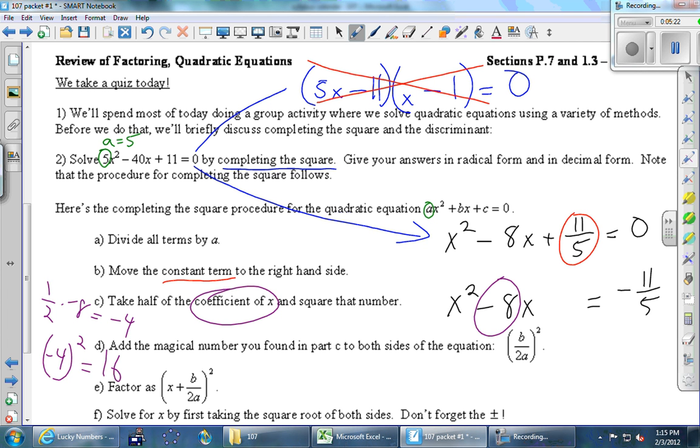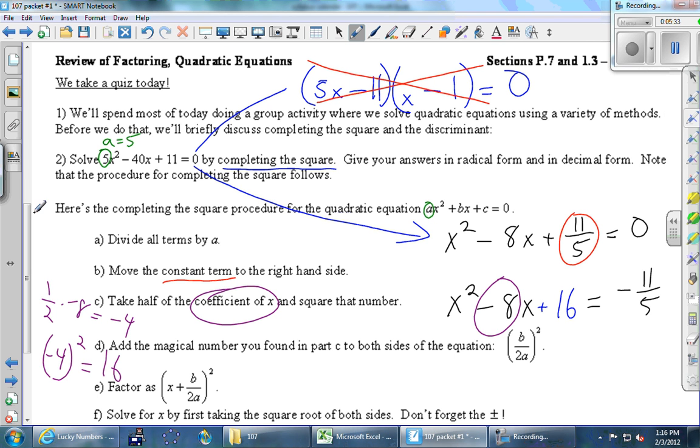Part D. Add the magical number you just found to both sides of the equation. So we are going to add what number to both sides? 16. Now it should not at all be clear why we're doing this, but at the very least, is it legal to add 16 to both sides? Yeah, as long as you do the same thing to the left and the right, it's legal, even though it might not appear to be going anywhere. Okay, so here's where something good happens.